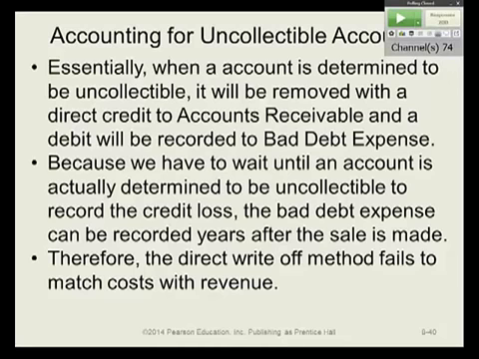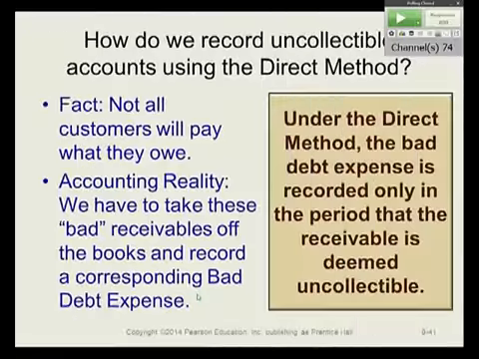Now remember, it's not always going to be in the year of the sale. It fails to match cost with revenue because, again, it is possible that the bad debt could be recorded somewhere after the year of the sale. It could be recorded later than the year of the sale. So that's the problem with the direct write-off. It fails, as they tell you here, to match cost with revenue. So under the direct write-off method, by way of summary, again, we realize that not all customers will pay, and the direct write-off method is only going to write off the bad debt in the year in which the account is uncollectible.